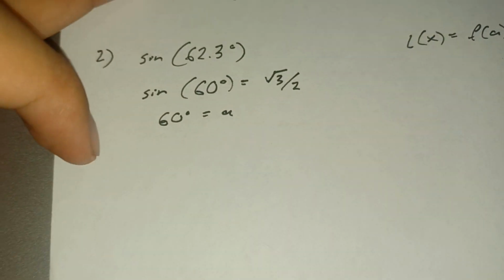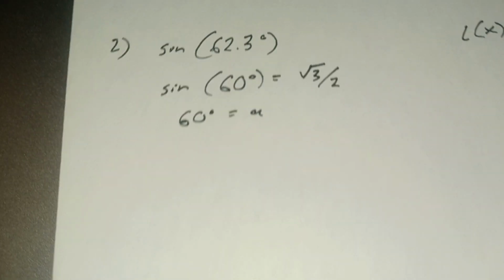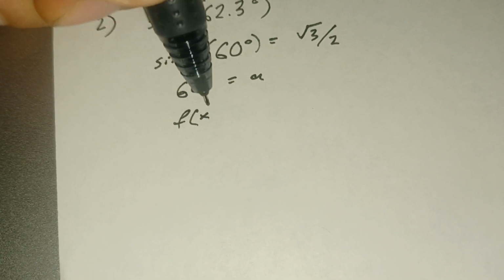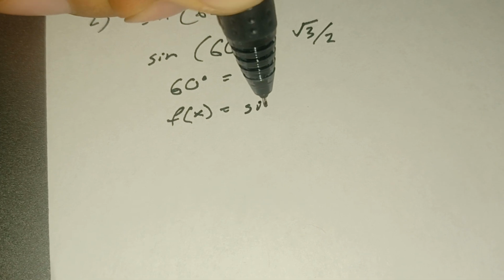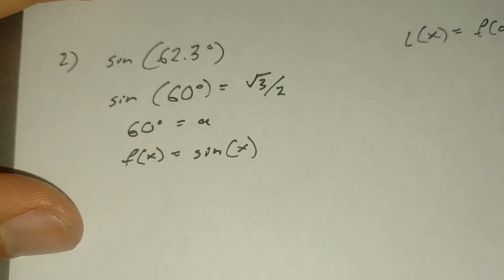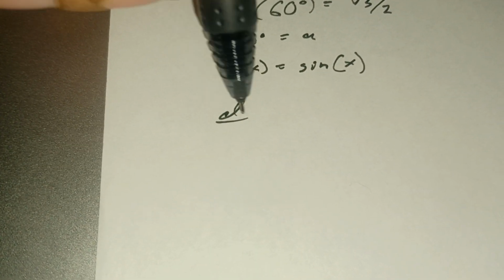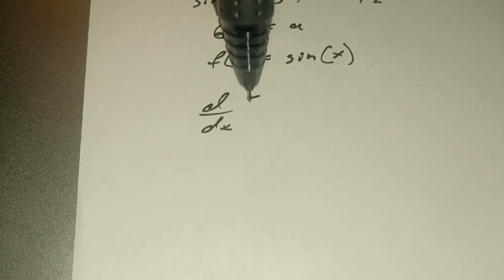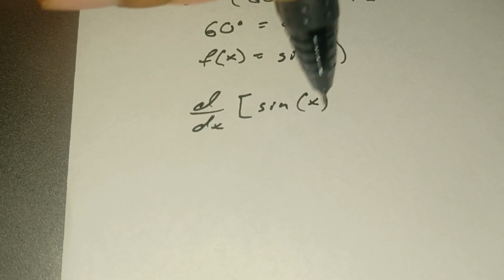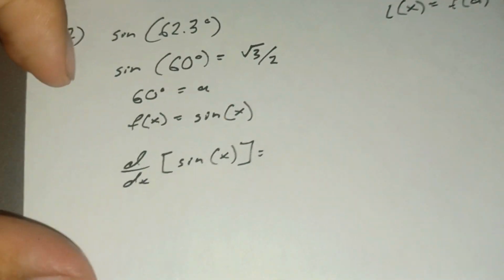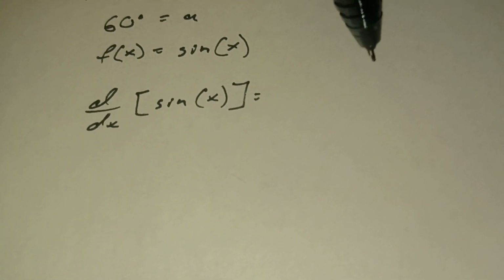So let's go ahead and take the derivative of our sine of x. Oh, let's define our function first. f of x is equal to sine of x. So that's our function. Now we can go ahead and take the derivative of our function and continue with our approximation. So d/dx of sine of x is equal to what? The derivative of sine of x, as we all know, is equal to cosine of x.